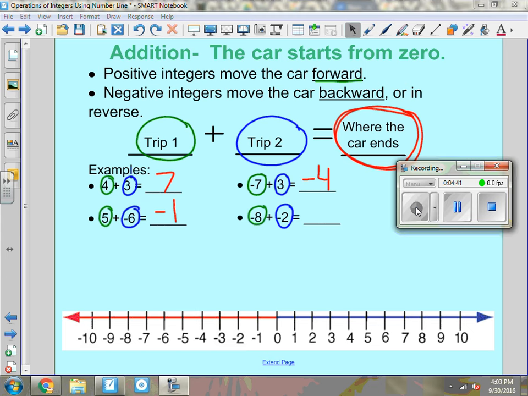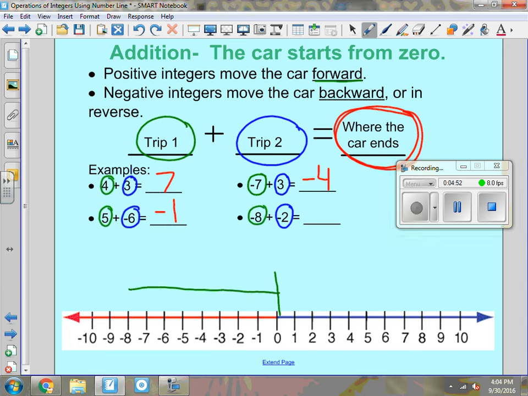Alright, last example here, I have a negative 8, and I'm adding a negative 2. So again, I'm going to start my car at 0. And those are negative numbers, so I'm going to move backwards in reverse. So I'm going to go back 8 spaces. That's the end of my first trip. And then my next trip is also a negative, so I'm going to pick up right where I left off and go back 2 spaces. And then that ending point, that negative 10, is the solution to my addition problem, my sum.